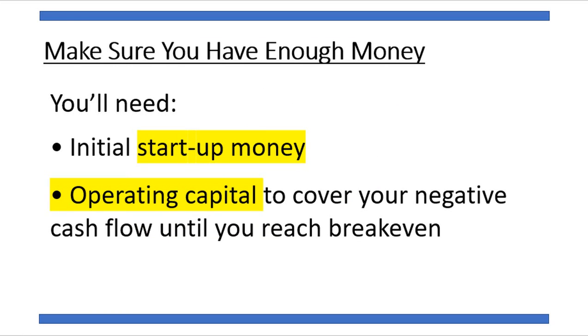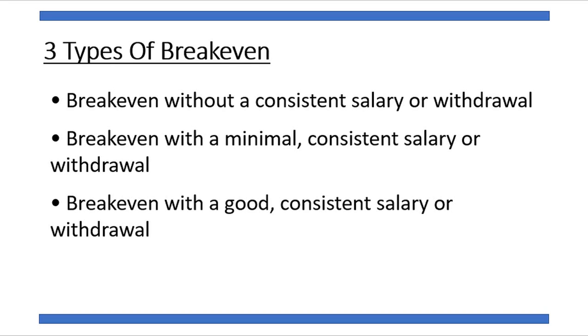And you need to make sure that you'll have enough money, not only to initially start the business, but also have enough operating capital so that you can keep running the business until you reach break even. And so there are 3 different kinds of break even that we think about when it comes to a small business. And the first is that you're going to break even without a salary, but you at least don't have to keep putting money into the business. The business pays for itself. It's not paying for you yet, but it's paying for itself. That's the first really important benchmark to hit.